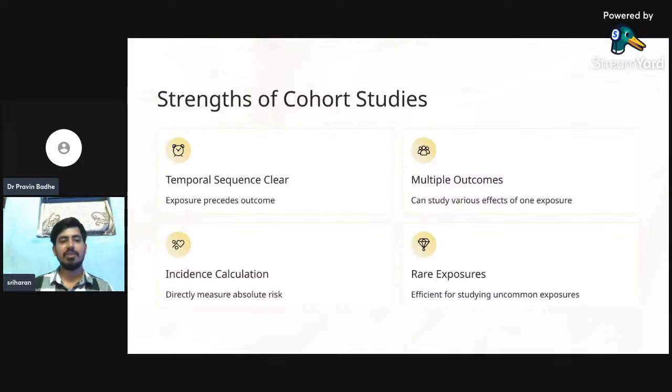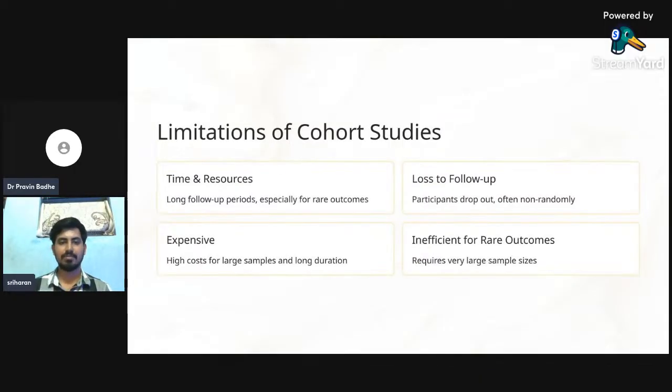Strength of cohort study: it tells the cause-effect relationship, and it also gives multiple outcome results. It also allows incidence calculation and absolute risk, and it measures the range of risk explained during the incidence calculation. It is also applicable in rare exposure cases; in some rare exposure cases it will be useful.